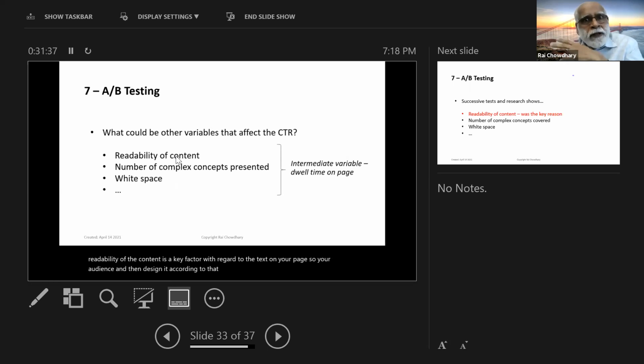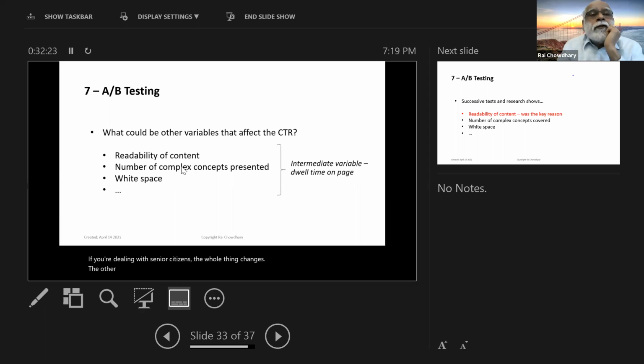So readability of the content is a key factor with regard to the text on your page. So know your audience and then design accordingly. In some cases, you may want to write at a 5th or 6th grade level, not even 7th or 8th, because your audience may not be there. Now, you may say that people are graduates, people went through high school. Yes, I agree. But 2, 3, 4 years after you finish your degree or high school, your reading scores start dropping. You may have been reading at a 10th grade level in school, but 3, 4, 5 years down the road, you will not be reading at 10th grade level. I can guarantee you that. That drops off over a period of time. You've got to take that into account. If you're dealing with senior citizens, the whole thing changes.